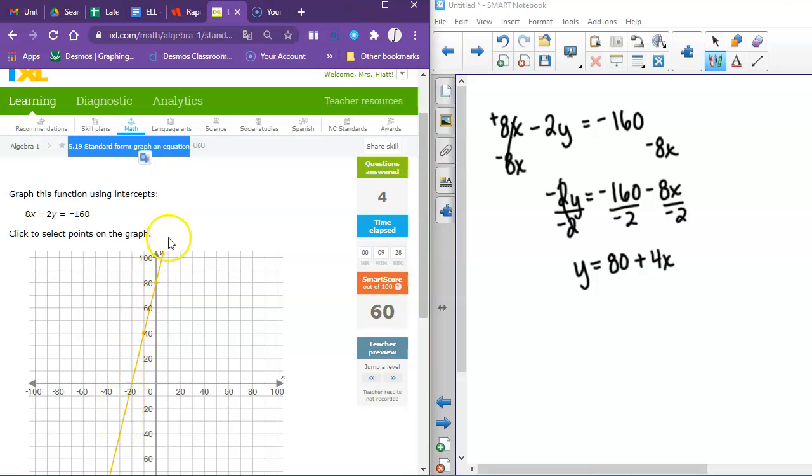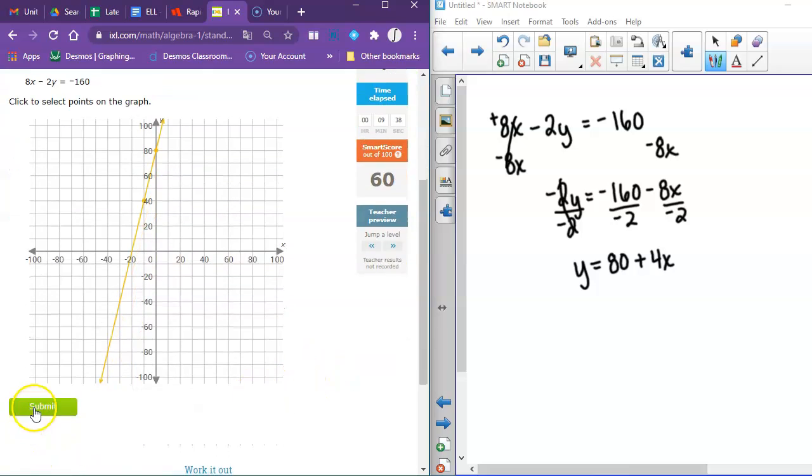And this still creates a line that's increasing, so it has a positive slope. And you can see you could go up 1, 2, 3, 4 to the right 1. And so that would be our answer for this problem.